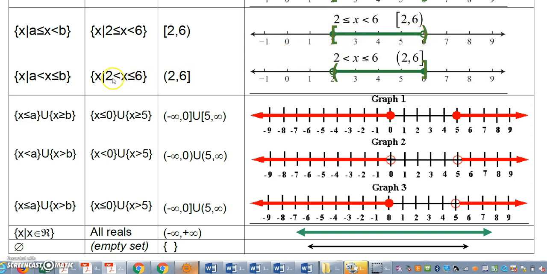And then if you want to flip-flop that, suppose you want to include the 6 but not include the 2. So here you have x is less than or equal to 6 and x is greater than 2. Well, then you would put the bracket with the 6 and the parenthesis with the 2, and the same thing on the number line, the parenthesis with the 2 and the bracket with the 6. And again, you shade everything between those two, but here the 2 is not included in the solution and the 6 is included in the solution.